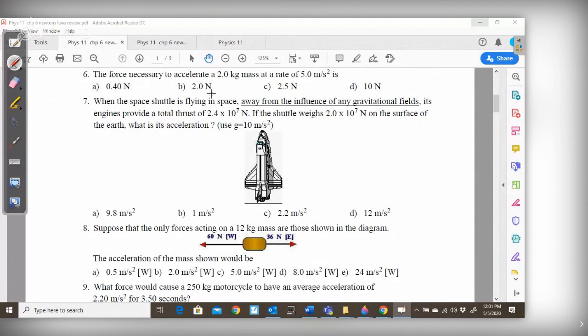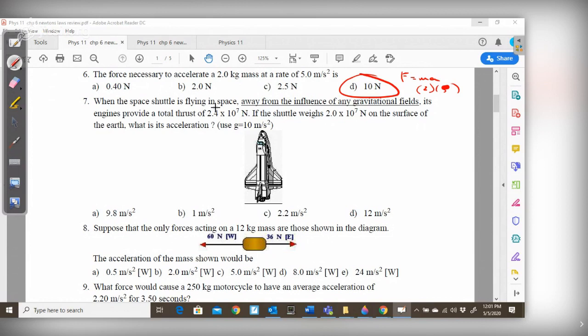Anyways, the force necessary to accelerate a 2 kilogram mass at a rate of 5 meters per second squared. Well, F is equal to ma. Our mass is 2 times 5, so that's going to be equal to 10 newtons.